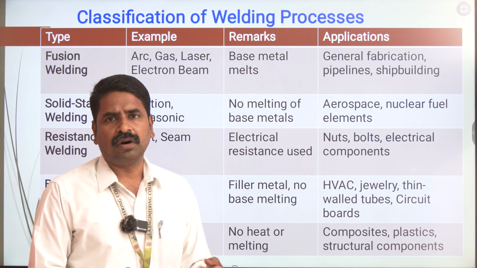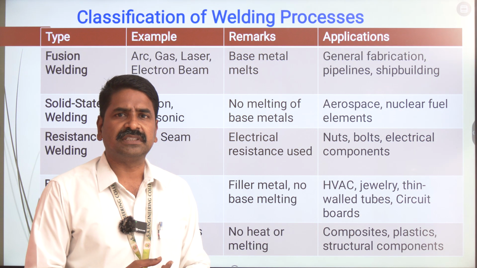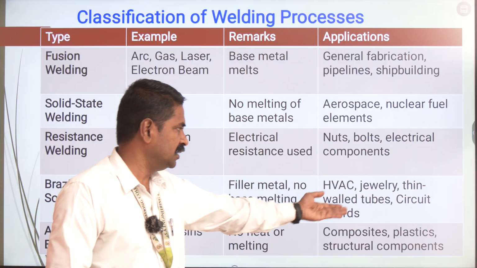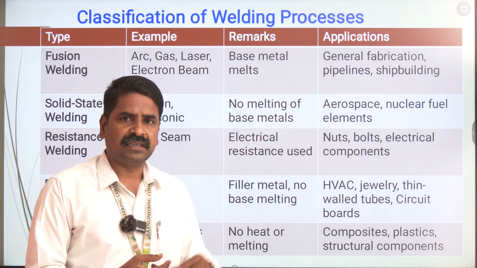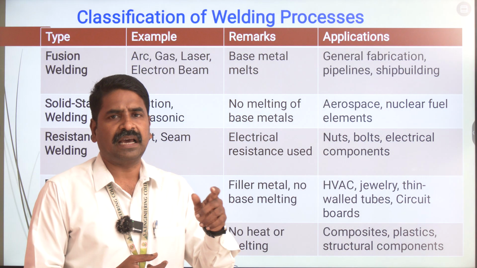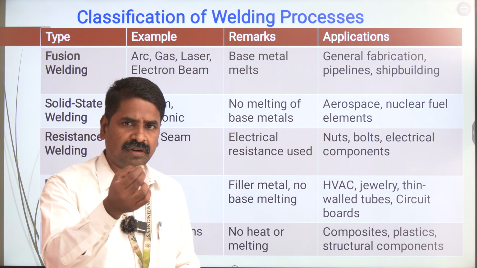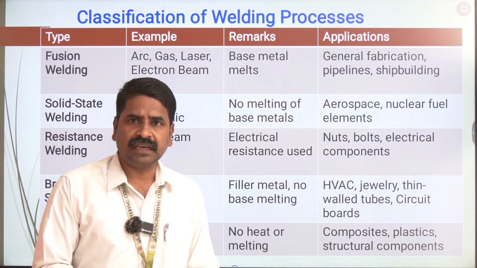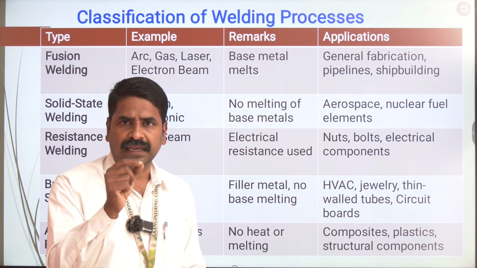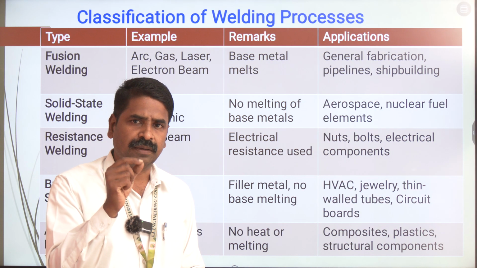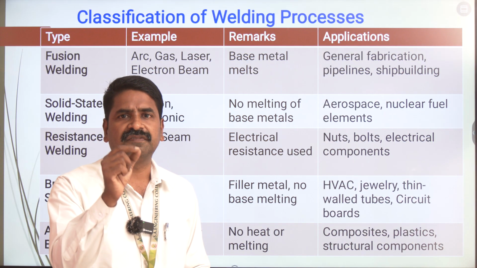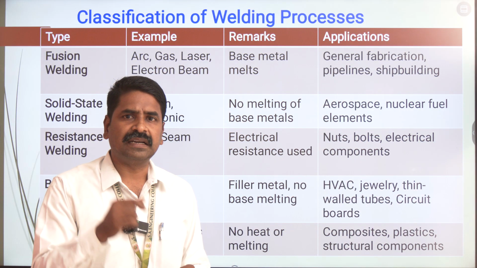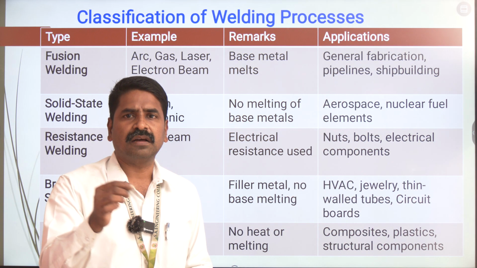Then comes your fourth type, which is a unique or different type, especially used in the fabrication of various types of electronic components, especially circuit boards, and in HVAC, that is heating, ventilation and air conditioning. Then the fabrication of thin jewelry, followed by thin-walled tubes. This is called brazing and soldering. Here melting of the base metal is not going to take place, like in solid state welding, but here it employs the use of a filler metal or filler rod. By melting the filler rod and fusing it, joining of the metals takes place, and it is termed brazing or soldering.